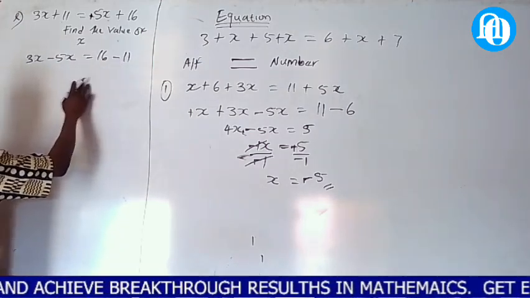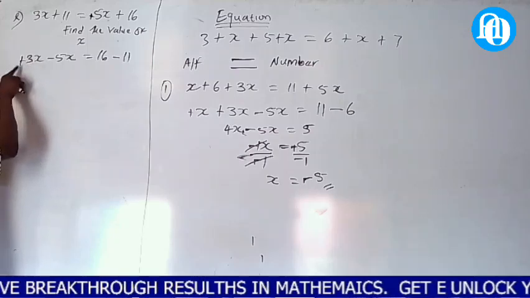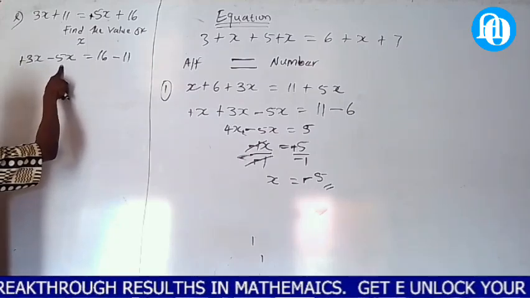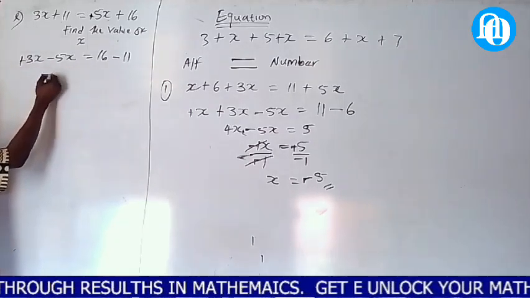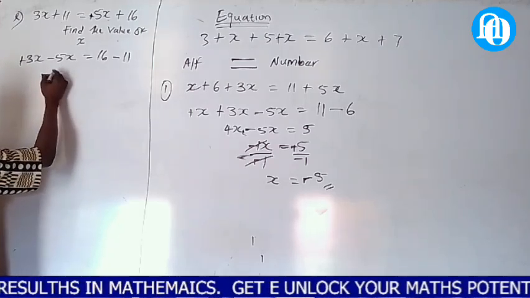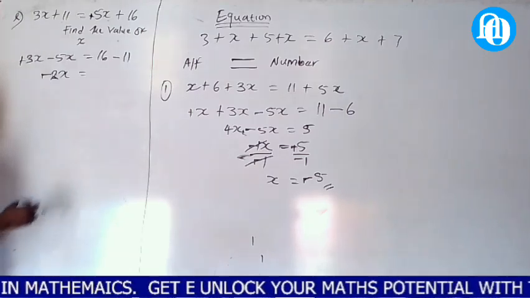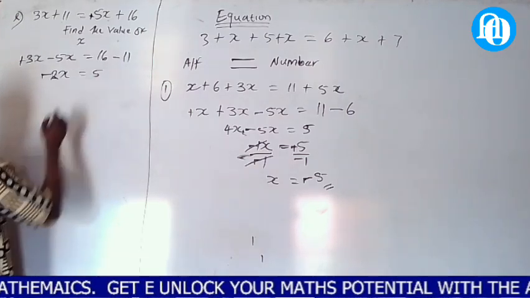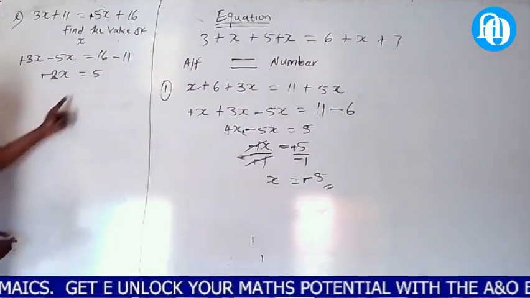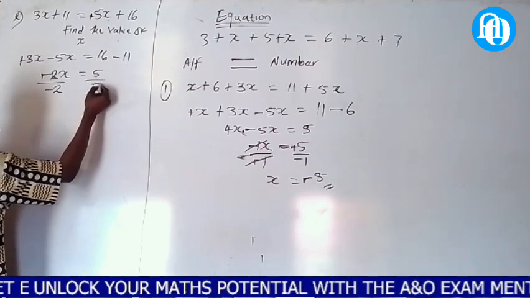Now, it will now be what? This one minus this. Now, 3 plus, there is visible plus 3 minus 4, minus 5. It will give us minus 3, minus 2x. This one, what this one will give us? It will give us 5. 5 is plus 5. Now divide both sides by minus 2.